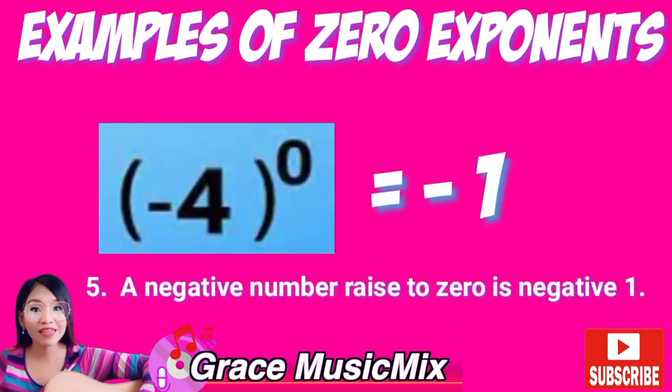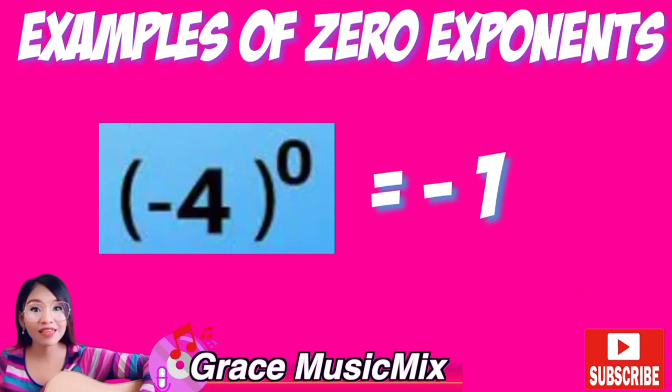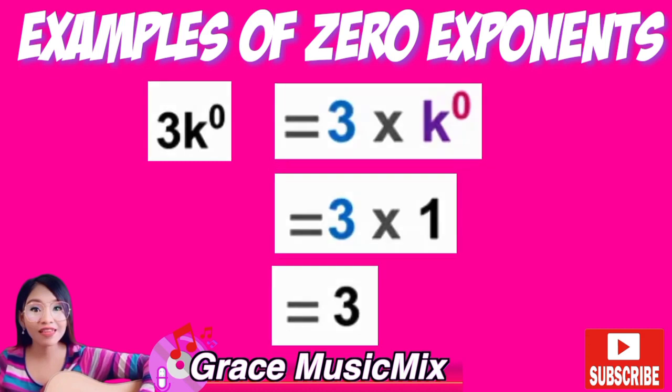Example number 5. A negative number raised to 0 is negative 1. Example number 6. 3k raised to 0 equals 3 times k raised to 0 equals 3 times 1 equals 3.